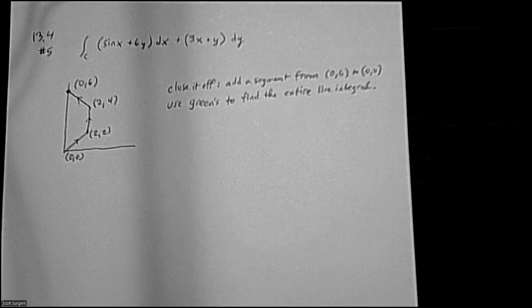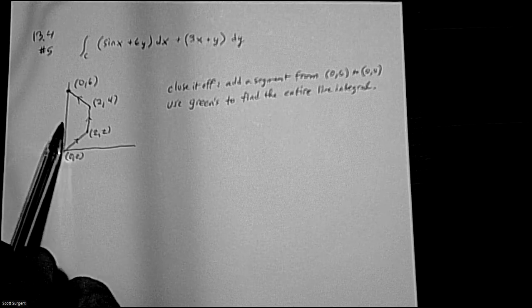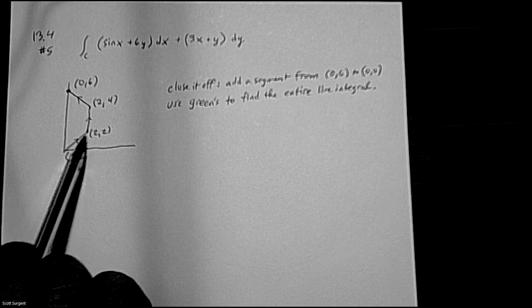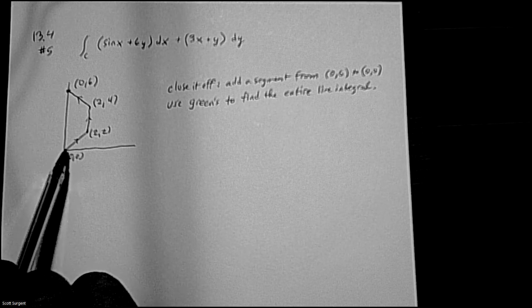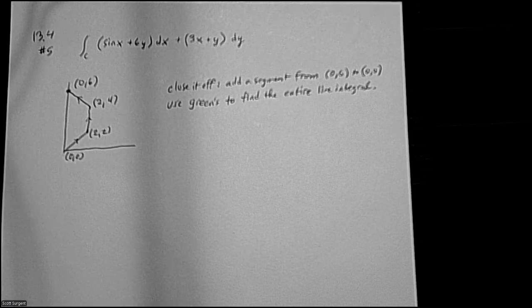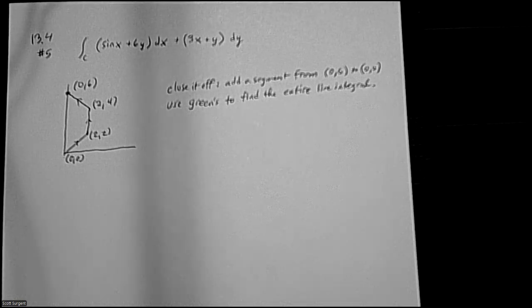And then we'll calculate the line integral for this edge here. We'll use Green's to find the entire line integral. So then the difference will just be the answer. It'll be these other 3 sides. Did everybody catch that logic? Okay. No, can you explain it a little bit more?